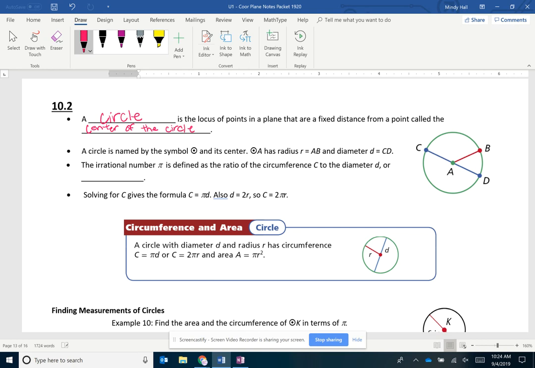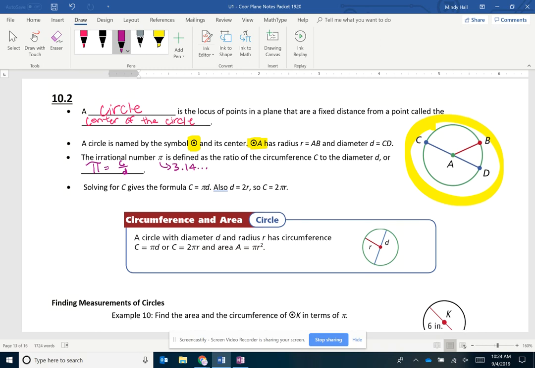Okay, circle. The circle is named by this symbol, which looks like a little circle with a dot, and its center. So if I say circle A, I'm talking about this circle over here. The irrational number pi is defined as the ratio of the circumference to the diameter, or pi equals circumference divided by diameter, which, as you all know, is 3.14159, and it just kind of continues forever.